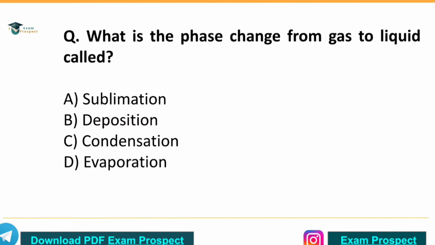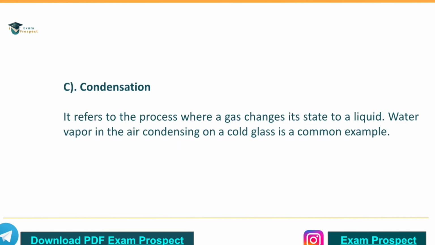Next question. What is the phase change from gas to liquid called? And the correct answer is option C, condensation. It refers to the process where a gas changes its state to liquid. Water vapor in the air condensing on a cold glass is a common example.